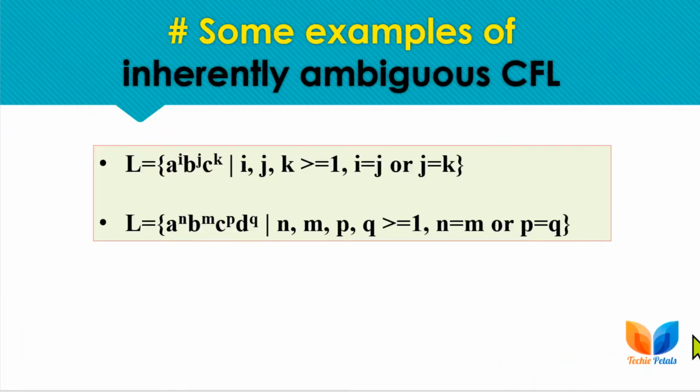Okay, let's see some examples of already proved inherently ambiguous context-free languages. Proving a language inherently ambiguous is not an easy task. It involves a lot of research work, but these two languages are already proved inherently ambiguous. The first language was proved by Chomsky and the second by Parikh. So in the exam you can write these languages as examples of inherently ambiguous context-free languages.